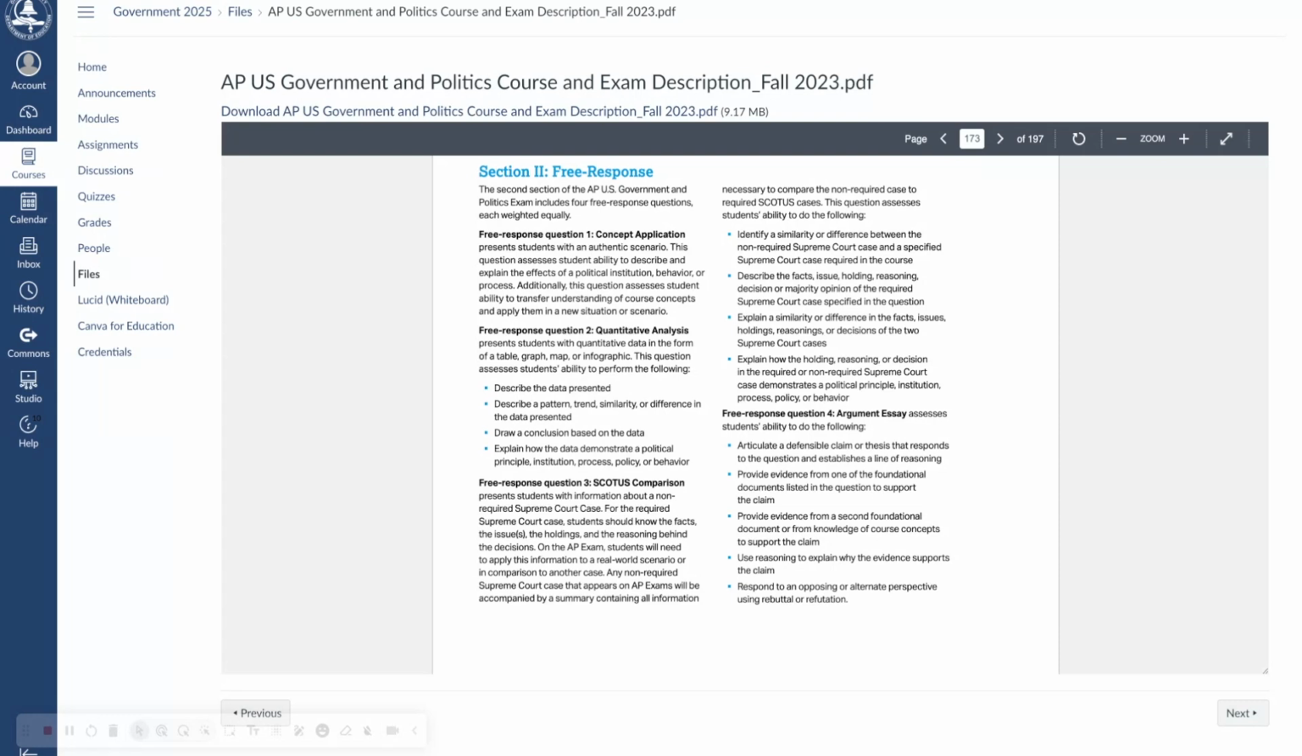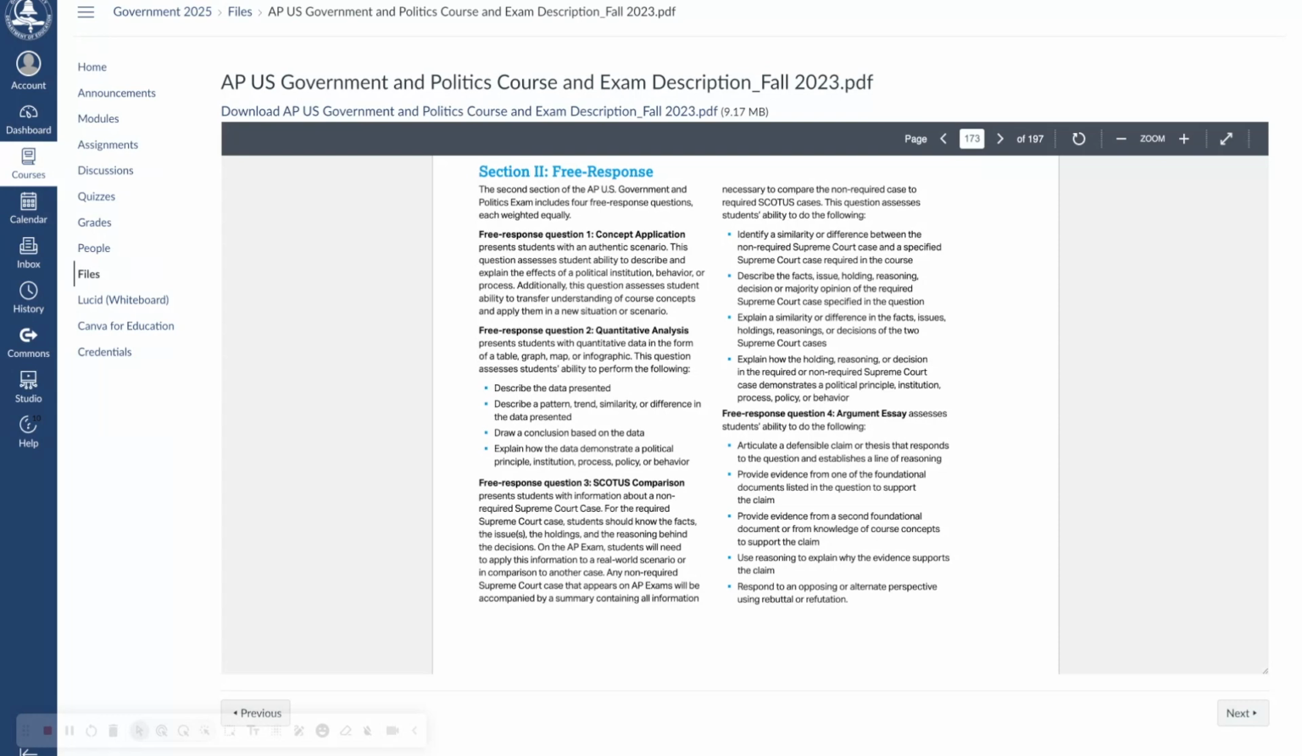There are 4 different types of free response questions that I'm going to go over. The first free response question is a concept application. In this situation, it presents students with an authentic scenario. This question assesses students' ability to describe and explain the effects of a political institution, behavior, or process. Additionally, it assesses the student's ability to transfer and understand course concepts and apply them in a new situation or scenario.